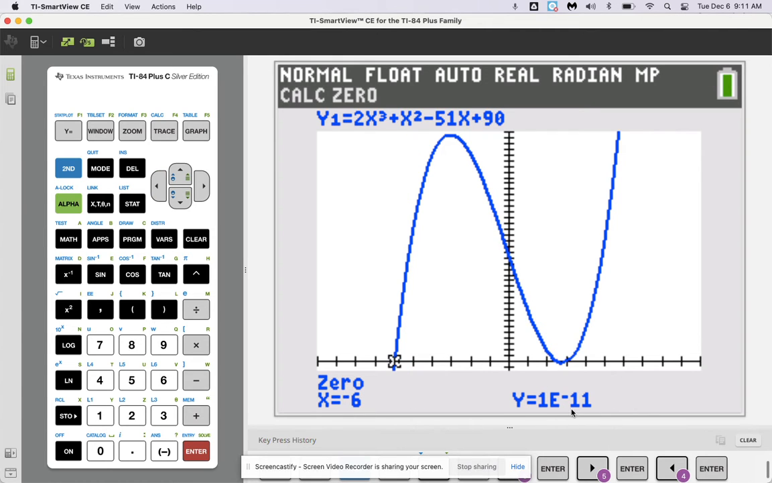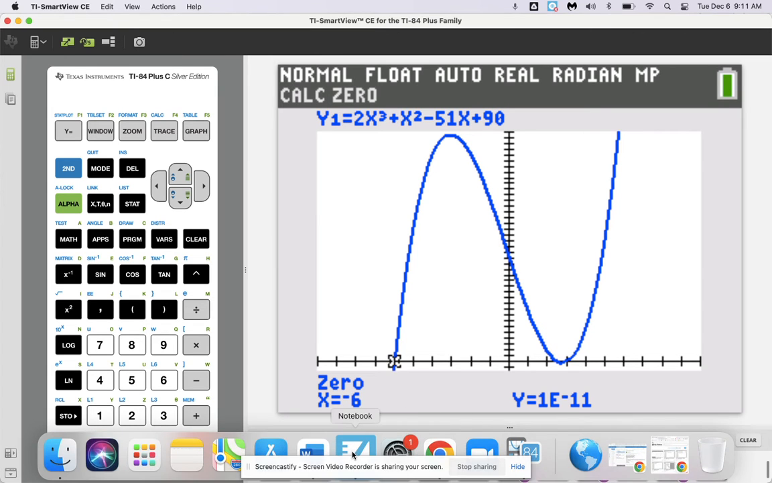Now you'll notice over here that this does not say 0. That does not mean that we did something wrong. That's scientific notation for an incredibly small number that has 10 zeros in it. So we're not too worried about that number. It's close enough to 0 that we can assume that our intercept is going to be at -6.